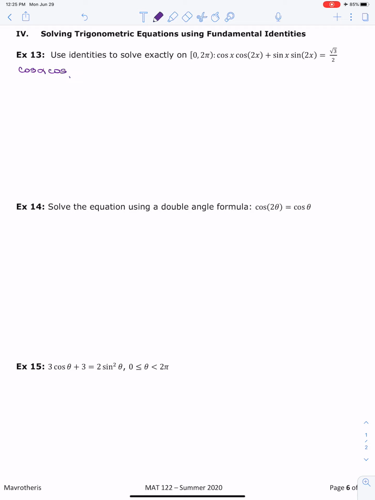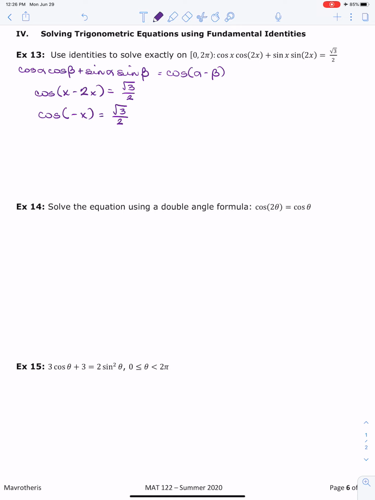Cosine alpha, cosine beta, plus sine alpha, sine beta. I've just replaced my x and 2x with alpha and beta. That is the difference of cosines. That's cosine alpha minus beta, which means I can rewrite the left-hand side of the equation as cosine x minus 2x. Right side of the equation stays the same. I've got square root of 3 over 2. That gives me cosine of negative x equals square root of 3 over 2.